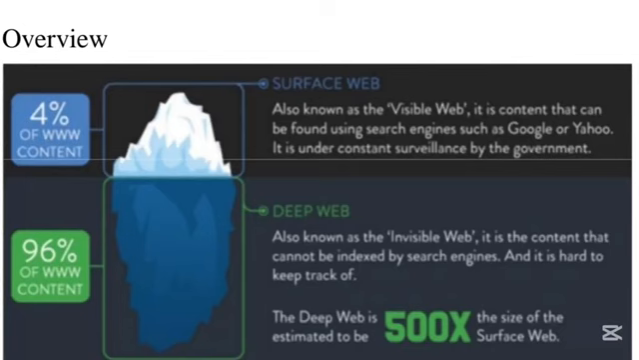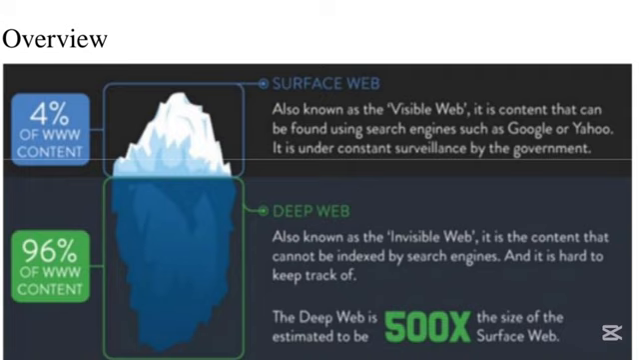So let's continue with the dark web. Now, let's look at the overview of the dark web. As you can see on the screen right now, we have the surface web, also known as the visible web.